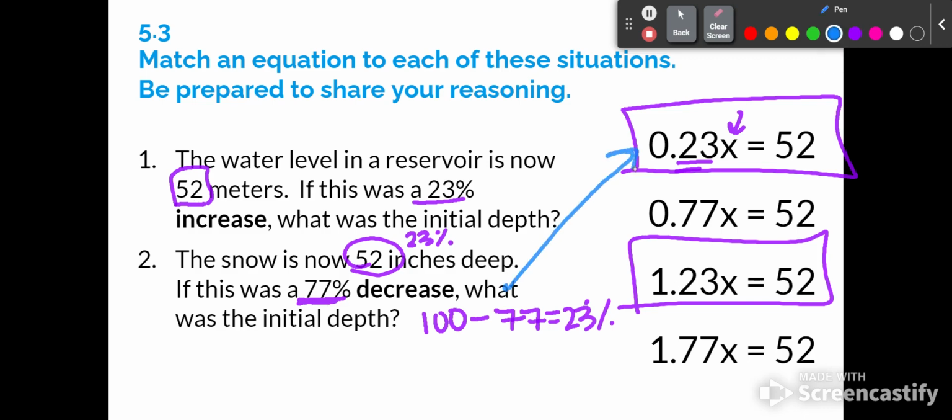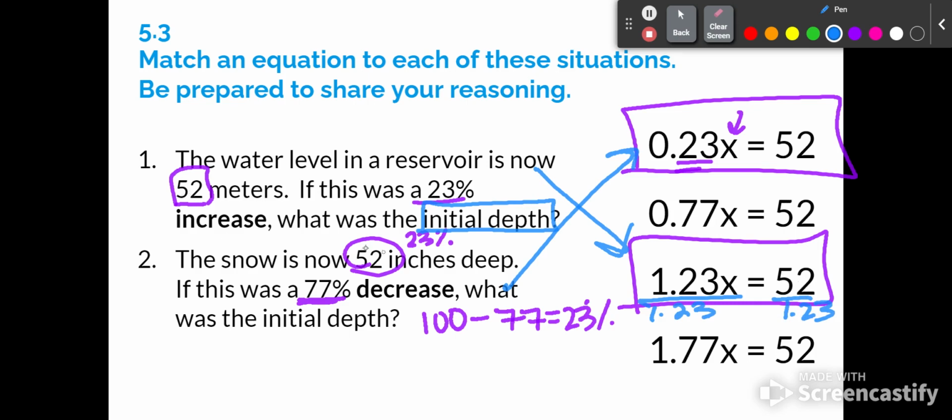If you have questions on it after, let me know. I'll reiterate quickly. I did the work, so hopefully you had that before I erased the page. The initial depth is going to be less, dividing by greater than 1, so my answer is going to be less than 52, which it should be because this is an increase.